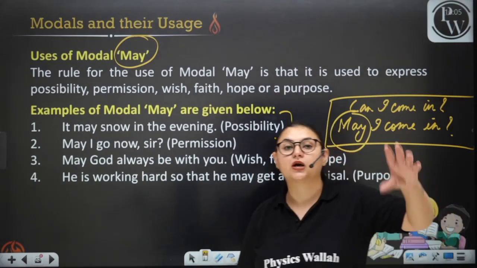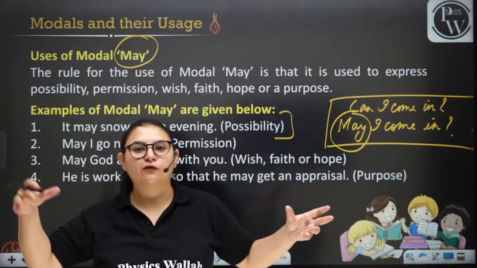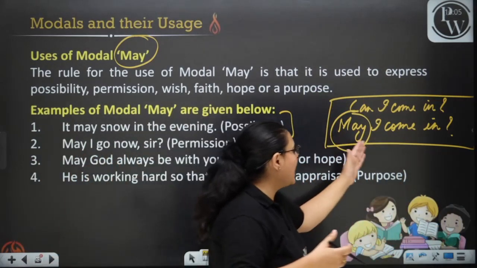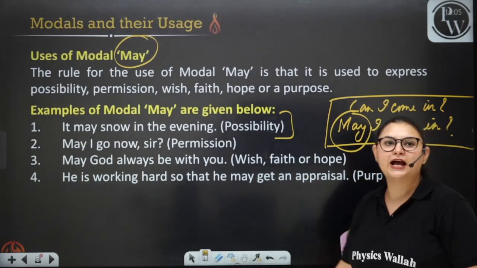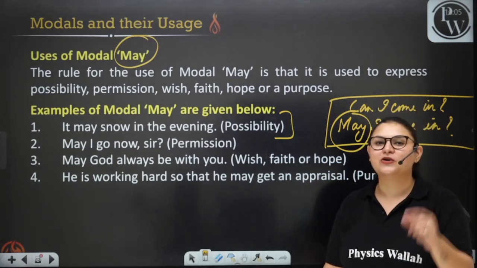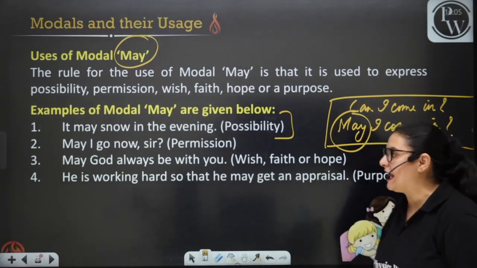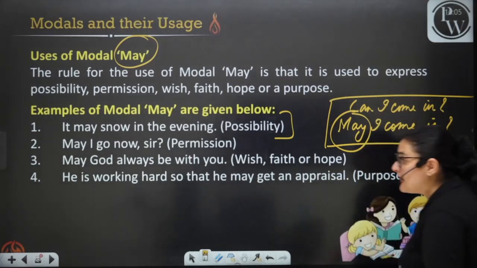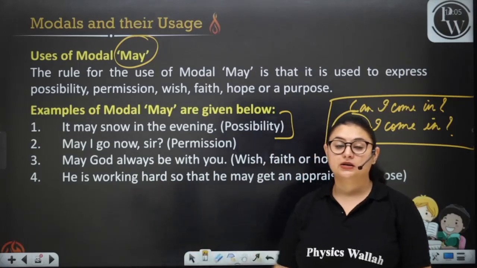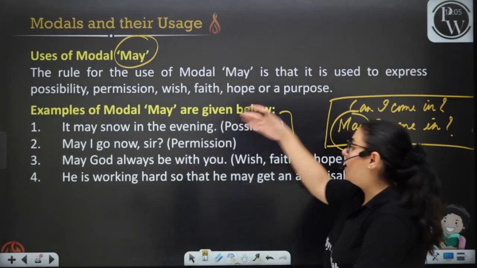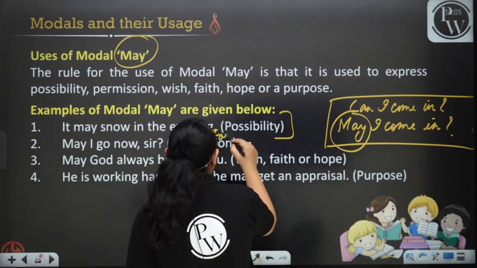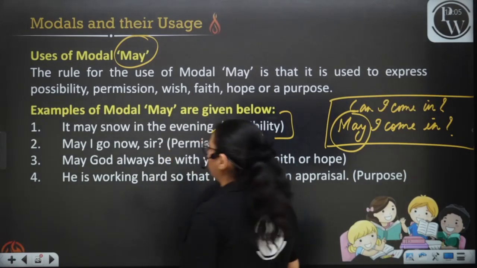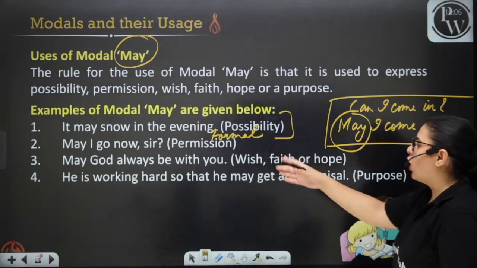When you have to take a permission, especially formally from a teacher, then in that case you use may. May I come in? Can I come in? Okay, so you must always say may I come in. May I go now, sir? He is asking for a permission from his sir, a formal permission, you might say.